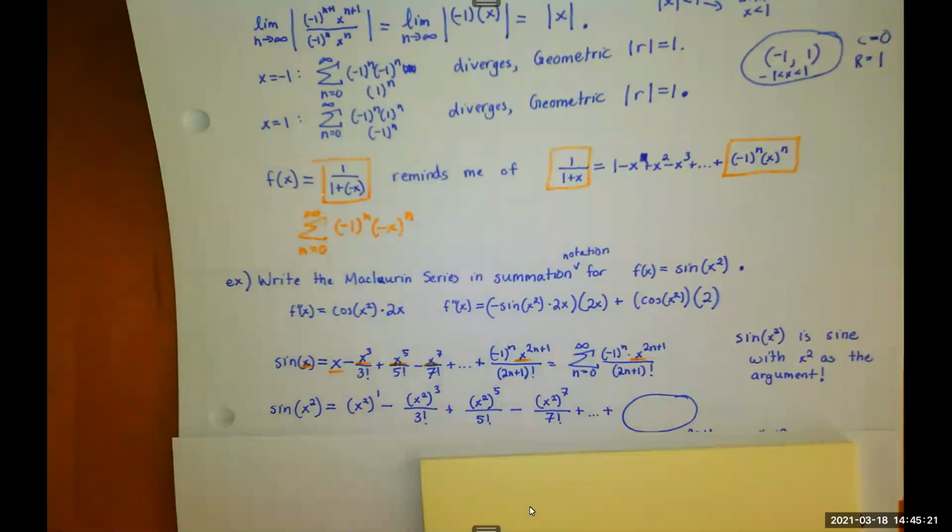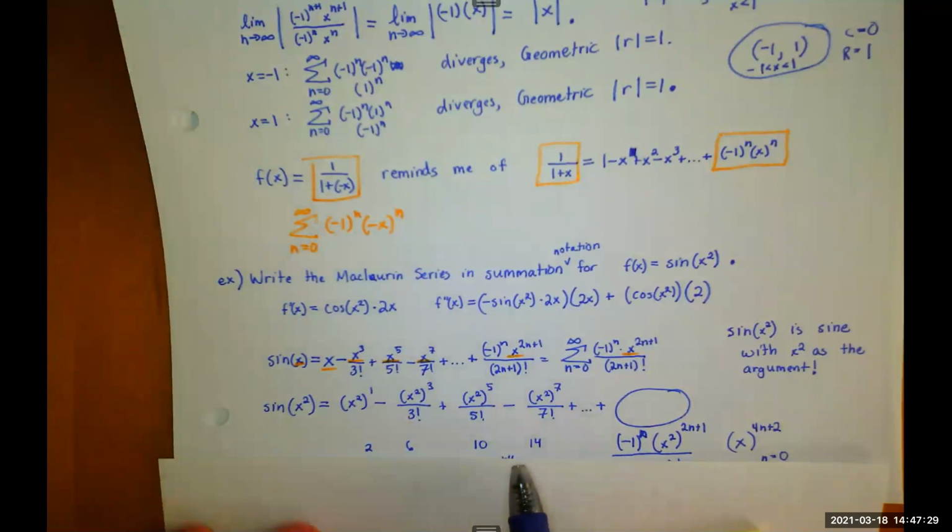So I evaluated at x squared. Instead of x, I have x squared to the first power. Instead of x to the third divided by 3 factorial, I have x squared to the third power divided by 3 factorial. Plus x squared to the fifth power divided by 5 factorial. Minus x squared to the seventh power divided by 7 factorial. Another good place to pause.